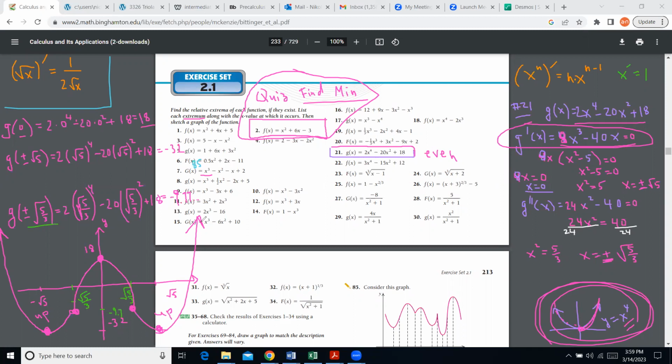So anyways, find the vertex of this parabola. So make that first derivative equal to 0. And then you can relax.